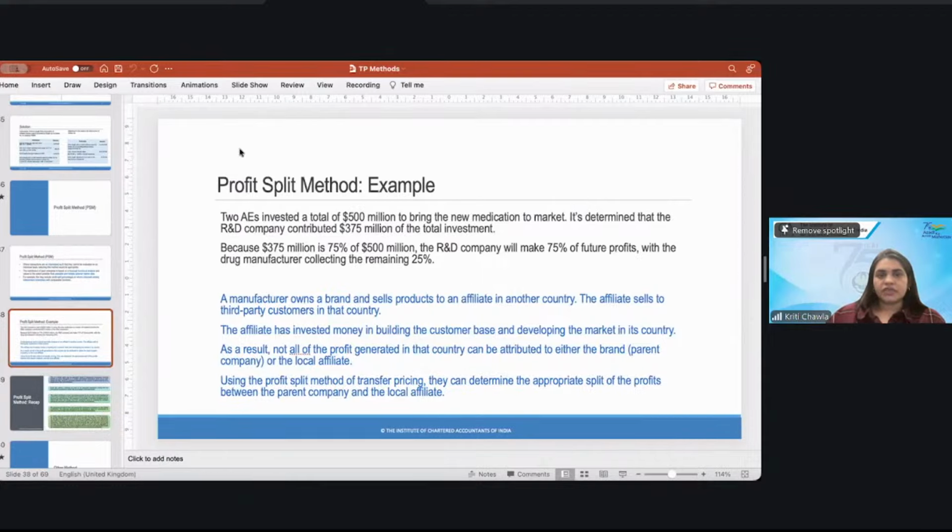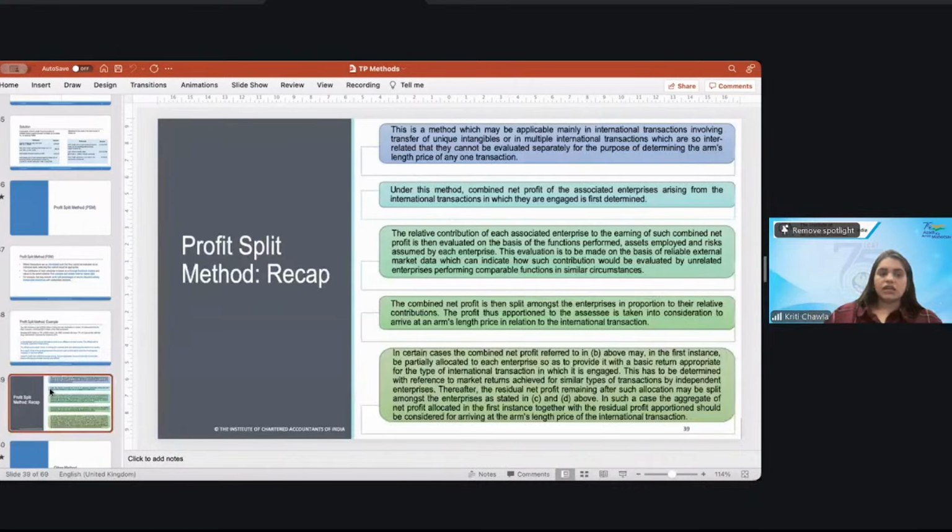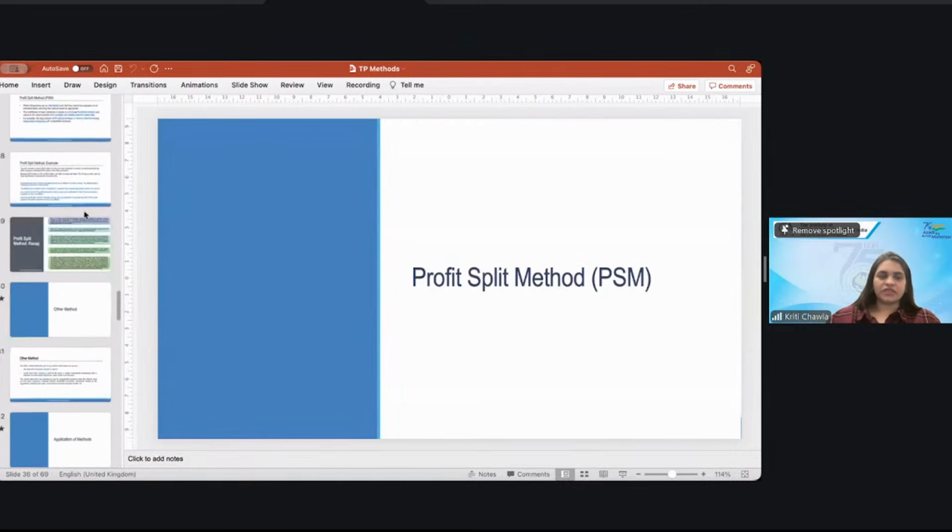Yeah, so that is basically the profit split method. This is just a slide that talks about the recap of the profit split method. You can actually find this in the manual also. So that is the profit split method. What you have to remember is that the profit split method is applicable for unique intangibles, and it is applicable for a situation where the transactions are very, very interrelated with each other.